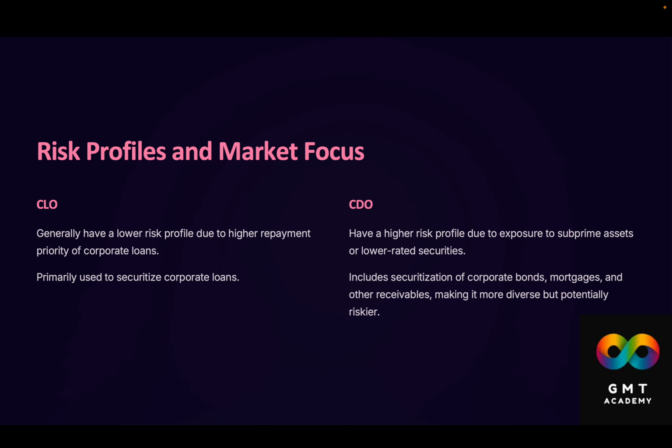But on the CDO side, it is a higher risk profile due to the exposure to subprime assets and lower rated securities. What do we mean by subprime asset? A poor rating history of that profile is called a subprime asset, considered a high risk for default. Products like MBS, ABS, and student loans are considered subprime assets. CDO includes the securitization of corporate bonds, mortgages, and other receivables, making it more diverse but potentially riskier.